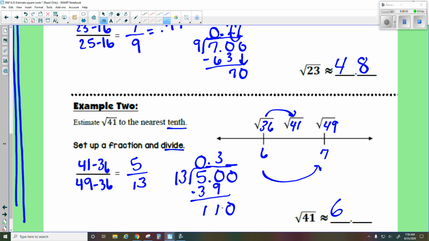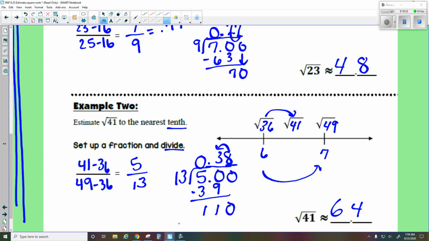13 goes into 110 8 times. Okay, so looking at our hundredths place, it is 5 or more, so that's going to bump up the 3 to 4. So it's going to be 4 tenths. So the square root of 41 is about 6.4. The squiggly equal sign just means about. So this is just an estimate.